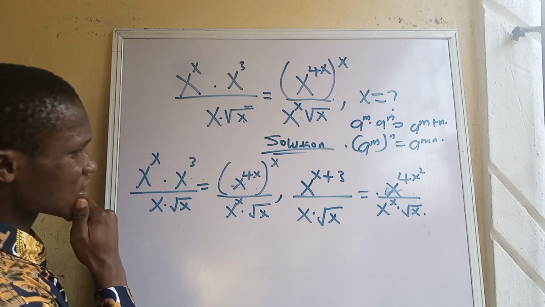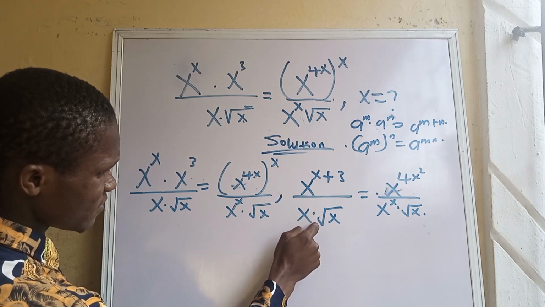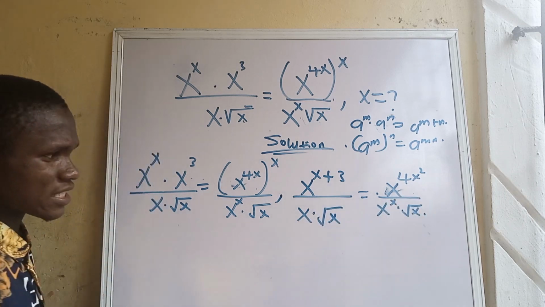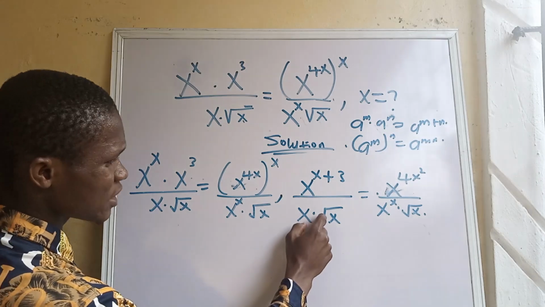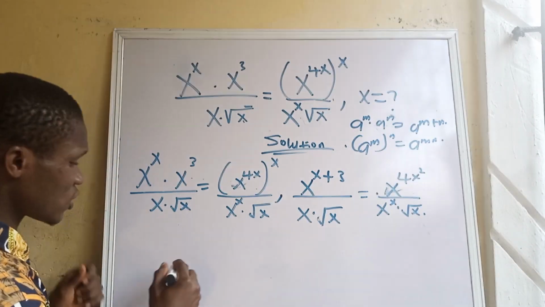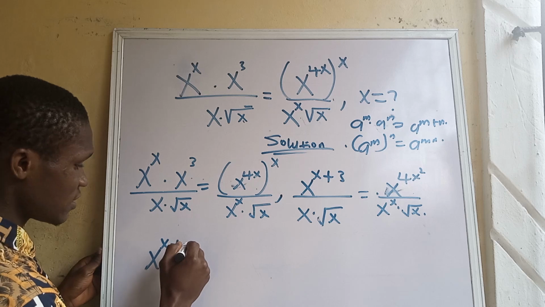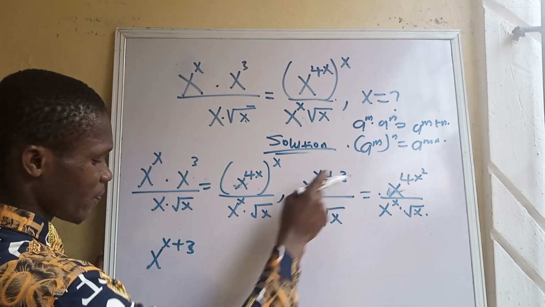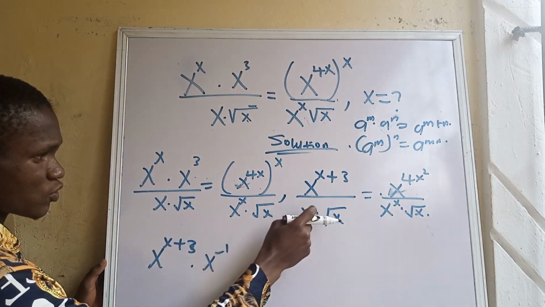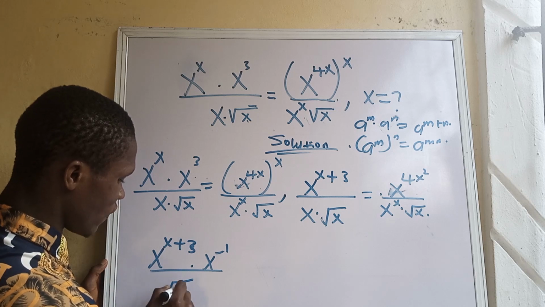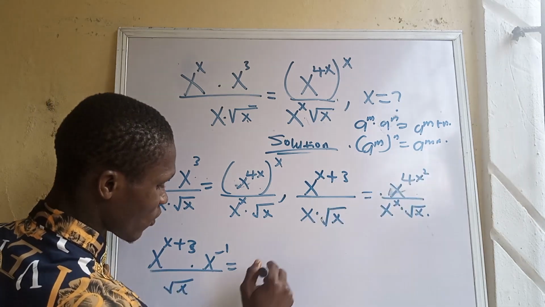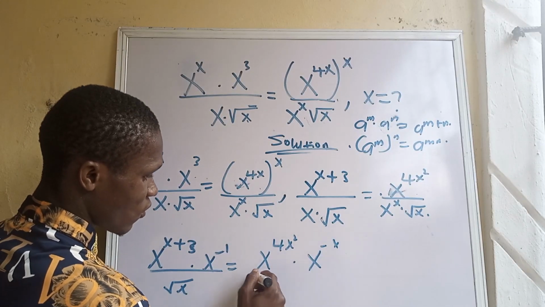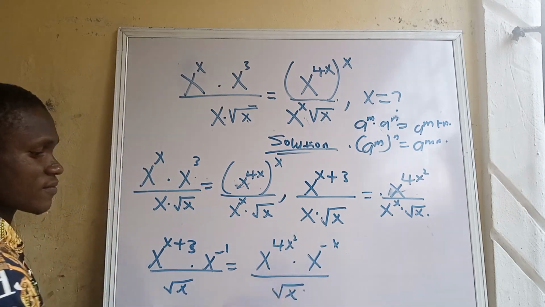Okay, having done this, we can simply bring this to the other side, then bring this to the other side by cross multiplying, or we can simply divide both sides by x. So if we do that, we're having x to the power of x plus 3. If we bring this one up, we are going to have x times minus 1, because this one is coming up, all over root of x is equal to, doing the same thing here, x to the power of 4x squared times x to the power of minus x over root of x.